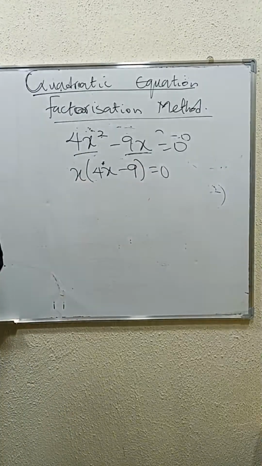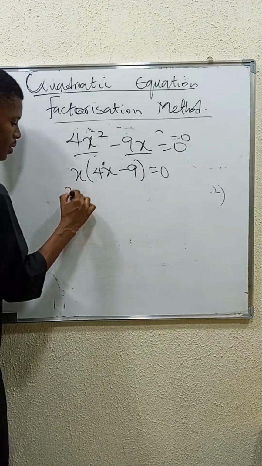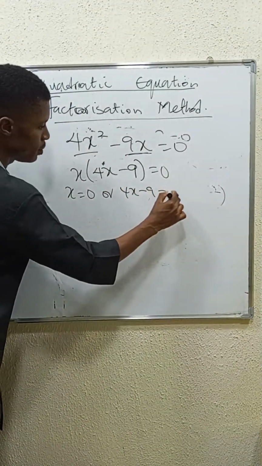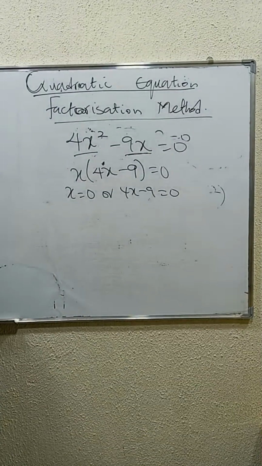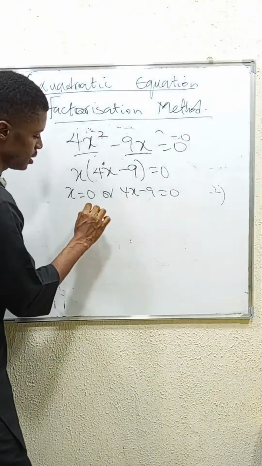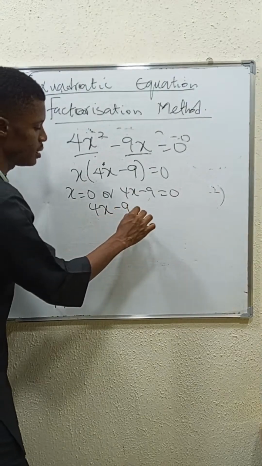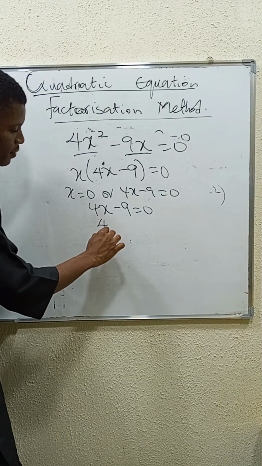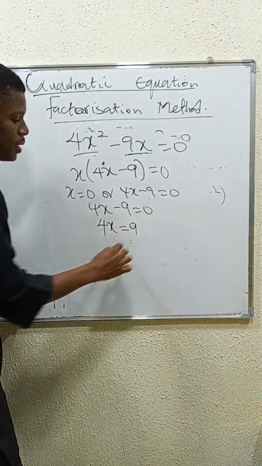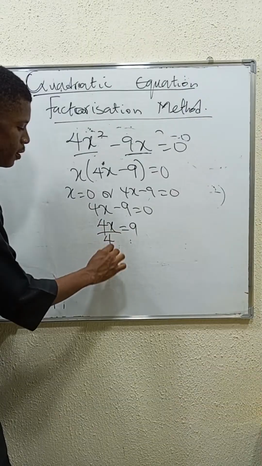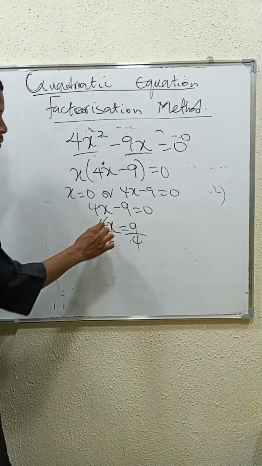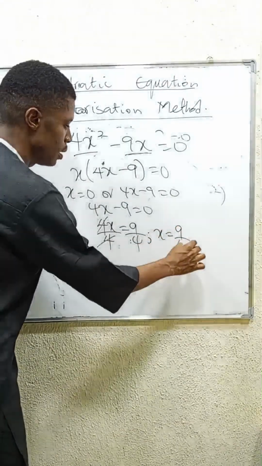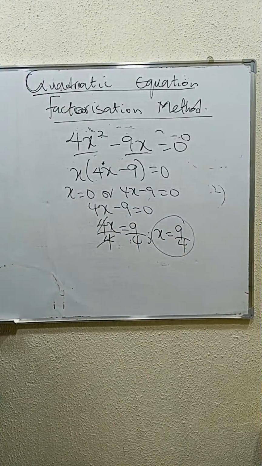So the two things that are multiplying: x is equal to 0, or 4x minus 9 is equal to 0. If you understand this, you can see that 4x minus 9 is 0. We add 9 to both sides, and you have 4x is equal to 9. Divide through by 4, and you see that x is equal to 9 over 4. And that's the answer.